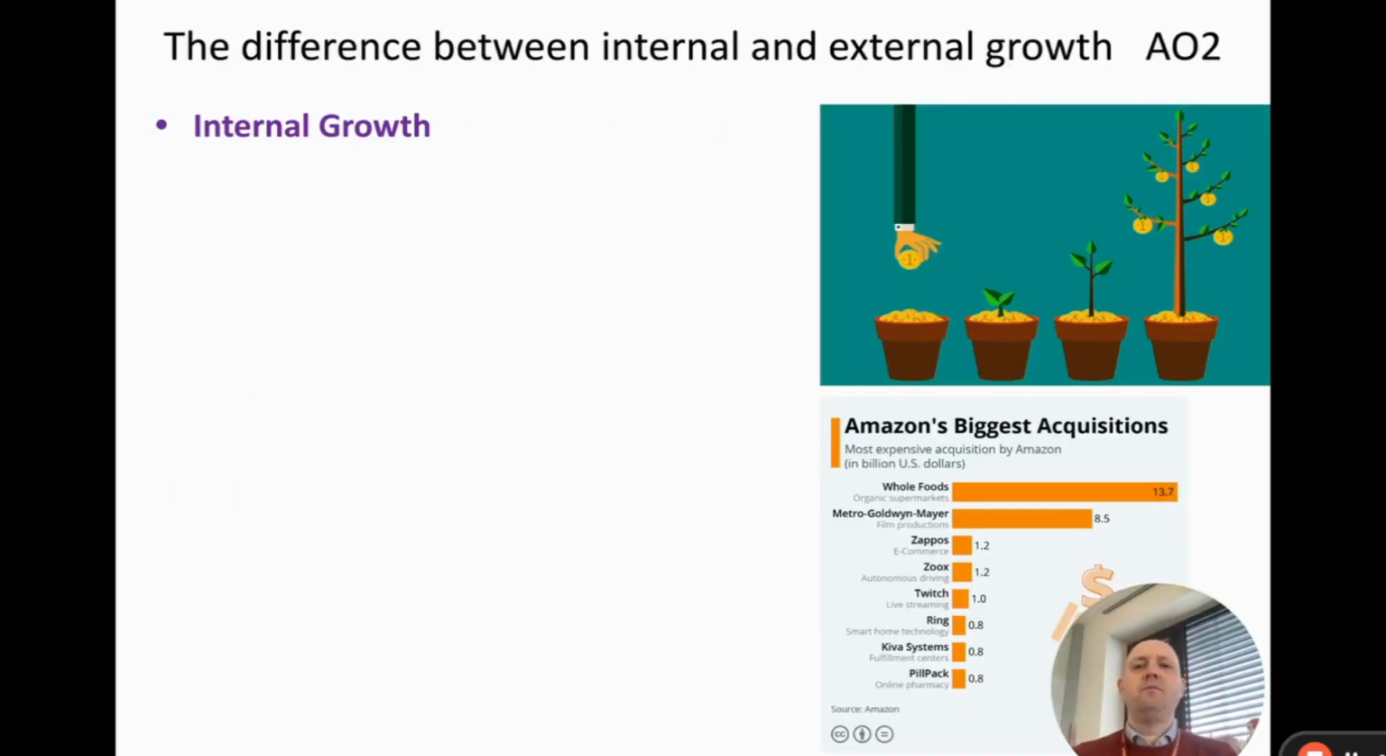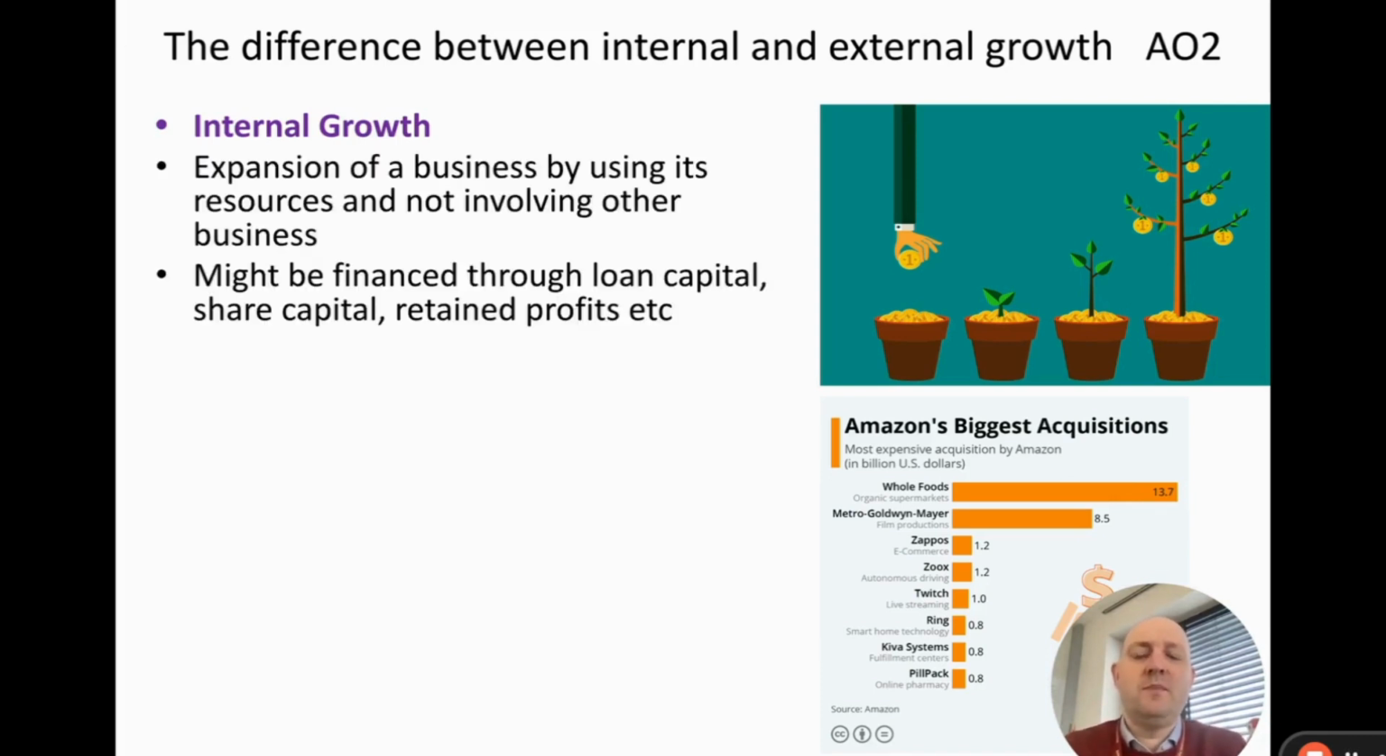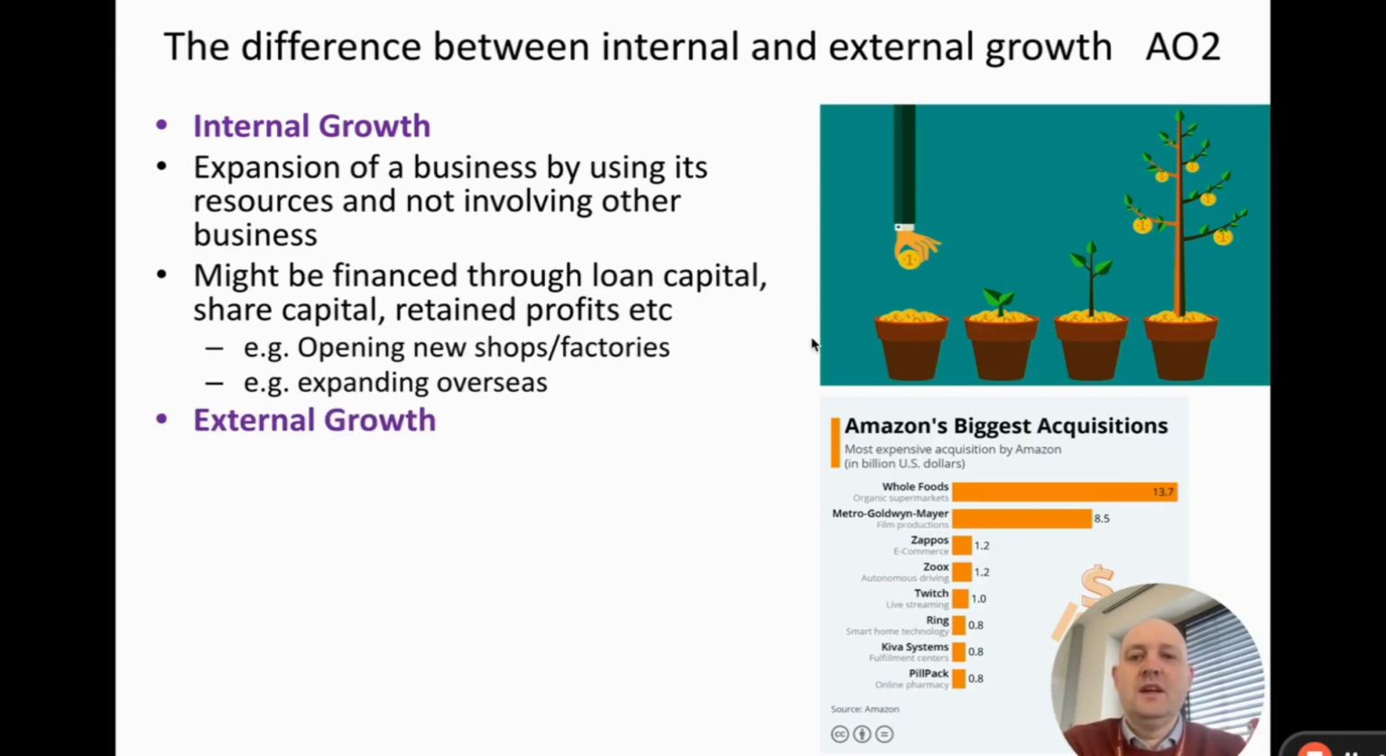Okay, finally, the difference between internal and external growth. We're going to be talking about this later, but just briefly, what's the difference between these two? So internal growth is when the business uses its own resources. And the key thing is they don't involve other businesses. And so this might be financed through things such as loan capital, share capital, retained profits, etc. And it's generally going to look like, how do we grow the size of the business? Well, we can open new shops, we can open a larger factory, we can expand overseas to get more customers, we can move into different markets, etc. The key thing here is we're not using other businesses. We're not involving other businesses in the growth of the business.